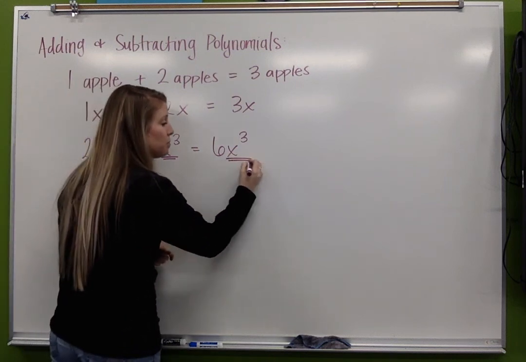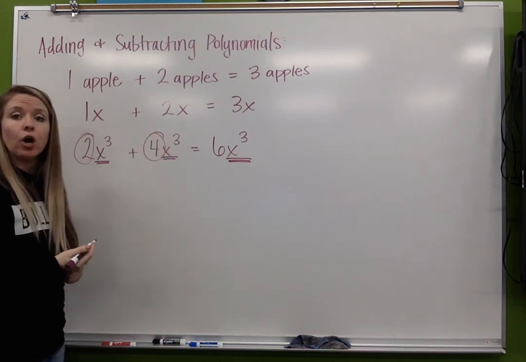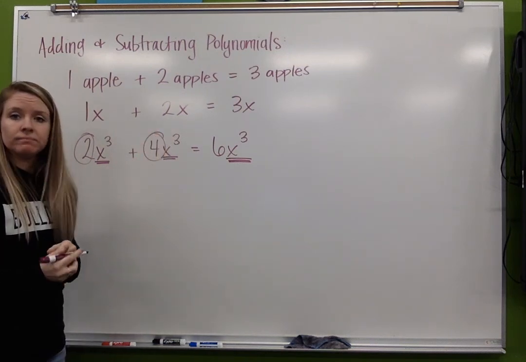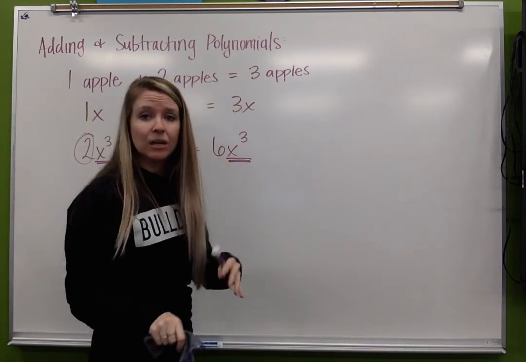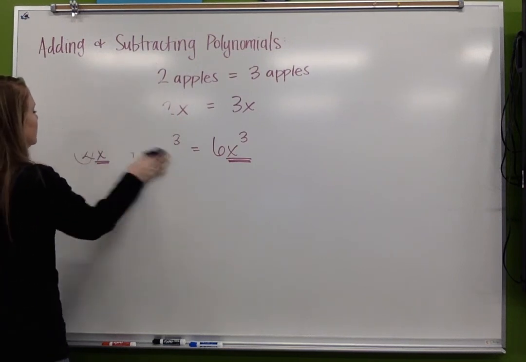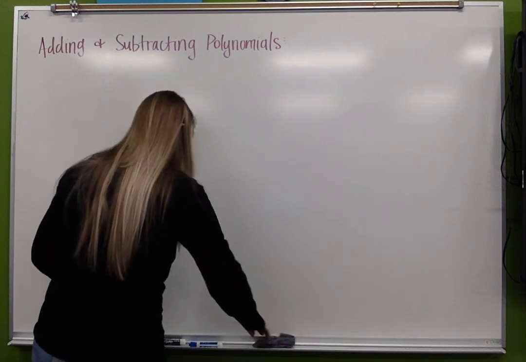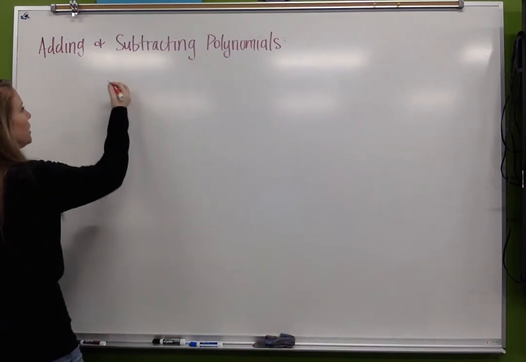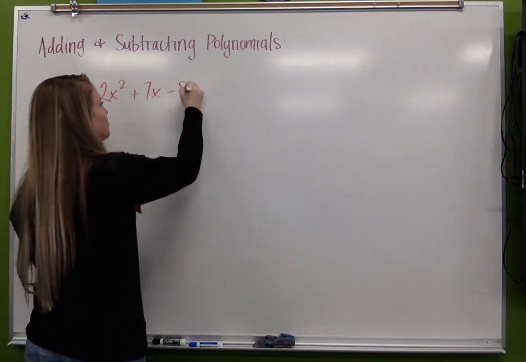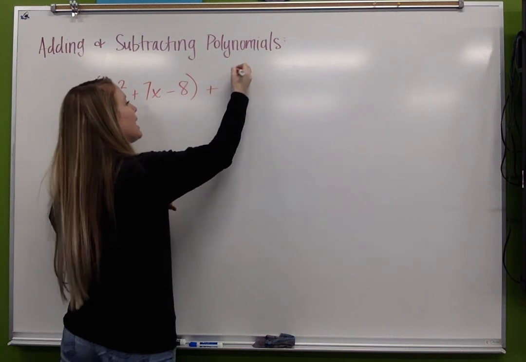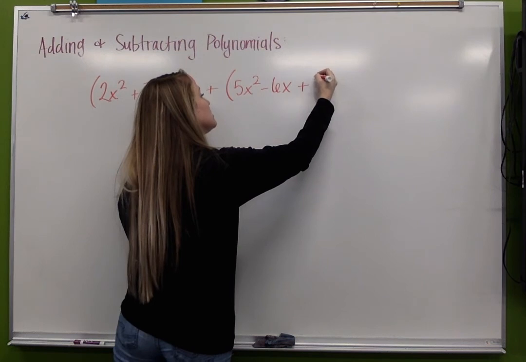Okay? The apples portion doesn't change. All we're doing is combining our coefficients, 2 plus 4. All right, so let's add that and combine that in with our polynomials. We're going to take 2 polynomials and add them together. So let's do 2x squared plus 7x minus 8, and let's add that to 5x squared minus 6x plus 1.